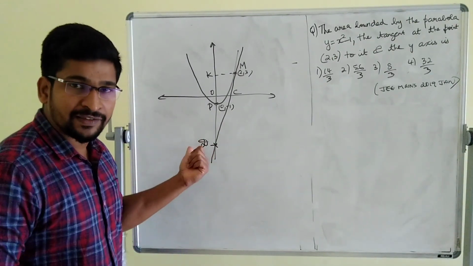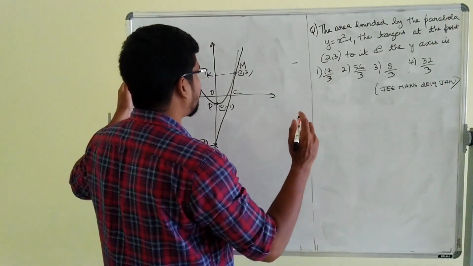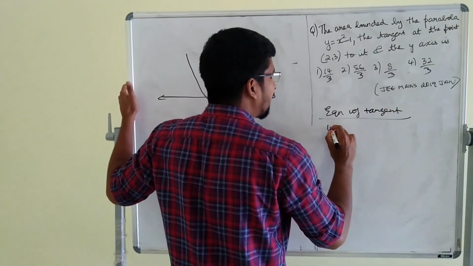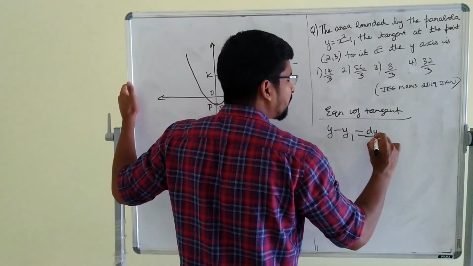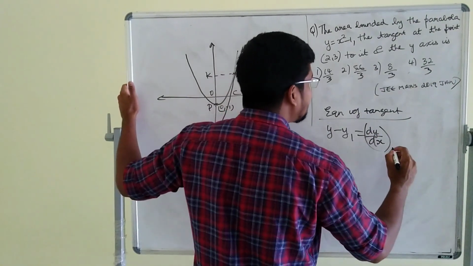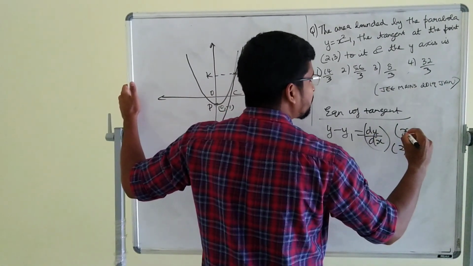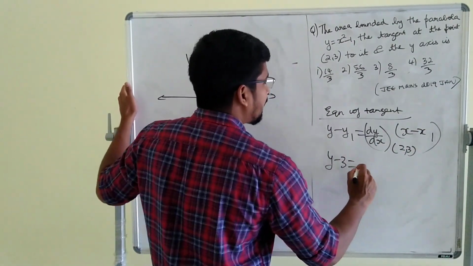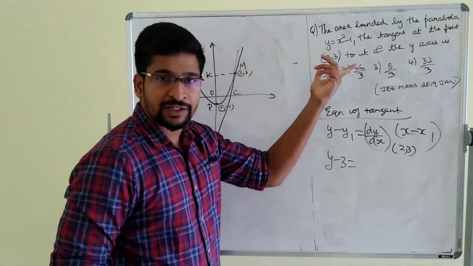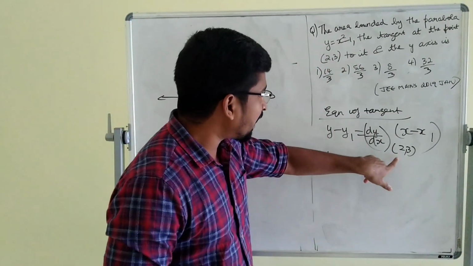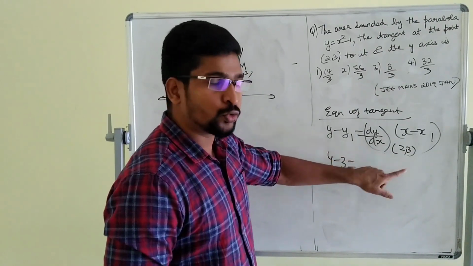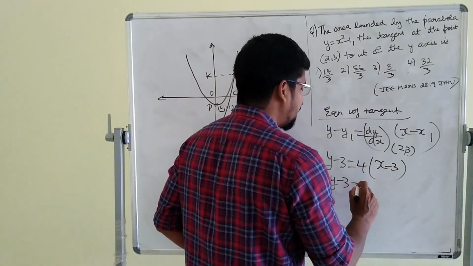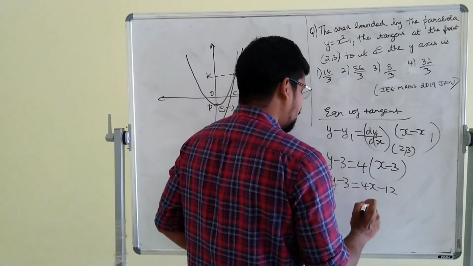So for finding the x-intercept and y-intercept of this, let's write the equation of the tangent. So what is the equation of the tangent? The equation of the tangent can be found by y minus y1 is equal to m, that is the slope. The slope can be found by differentiation, dy by dx at (2, 3), into x minus x1. Here y1 is 3 and dy by dx is 2x. The derivative of y equal to x square minus 1 is 2x. So dy by dx at (2, 3) is 2x at (2, 3), which is 4, into x minus x1.